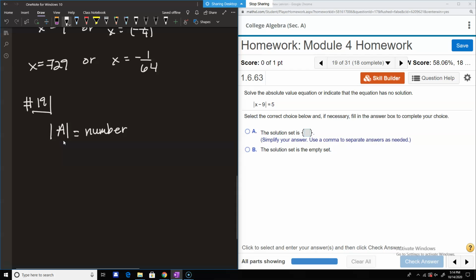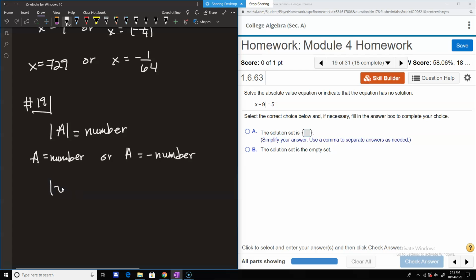So if you ask, what's 5 units from 0? To the right is positive 5, to the left is negative 5. They're both 5 units away from 0. So the way you solve this is A is equal to the number, or A is equal to the opposite of the number. So that's exactly what we'll see here.